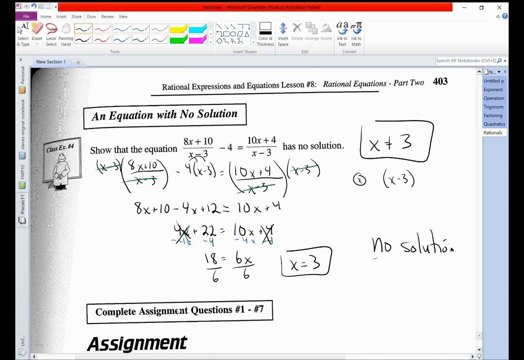I guess that was a bit of a spoiler because the title said an equation with no solution. Maybe we should have covered that, and then we could have come to this amazing discovery on our own. But the textbook spoiled it for us.